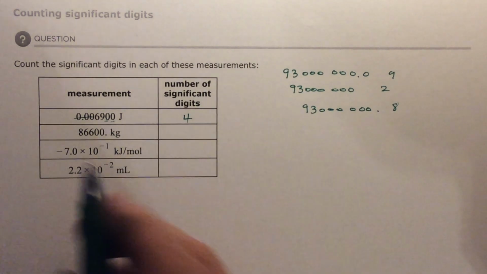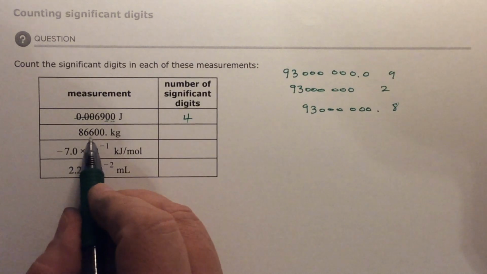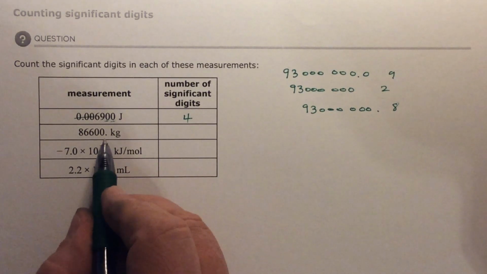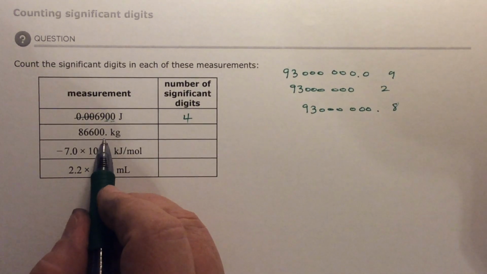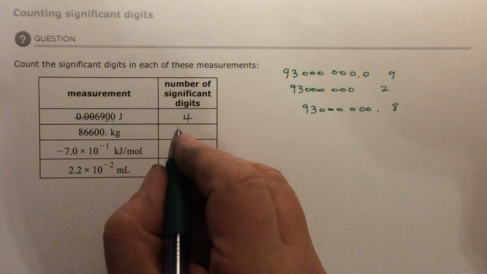Okay. So let's look at this one. I've got 8, 6, 8, 6, 6. These are all significant because non-zero digits are. These two normally would not be. These would be trailing zeros, so it should be 3. But that decimal point tells me that this has been measured to the 1, to the kilograms place, and that they're all significant. So this is going to be 5.